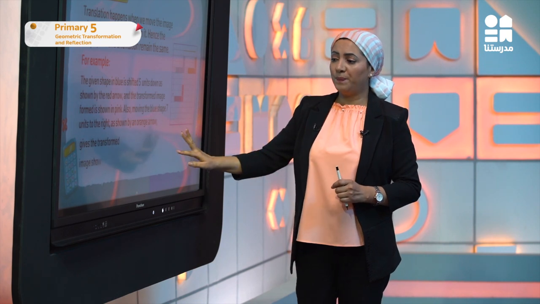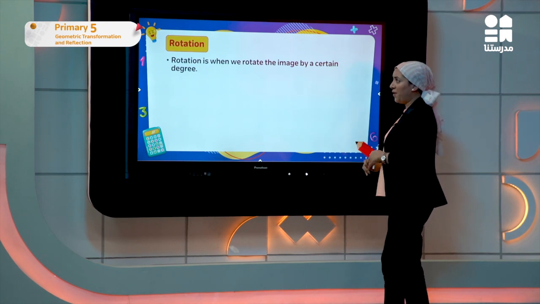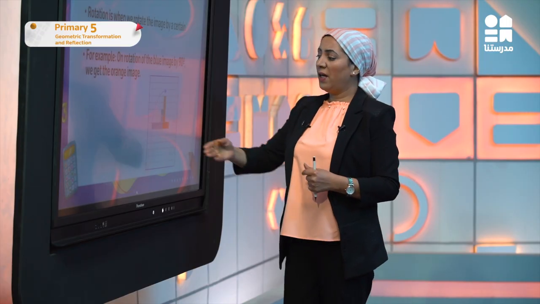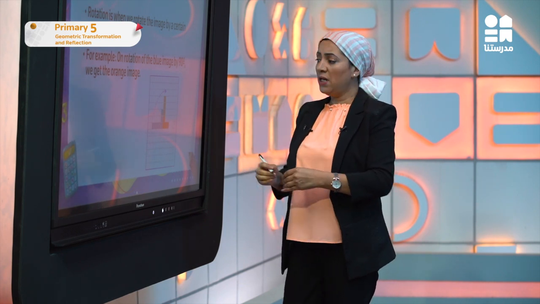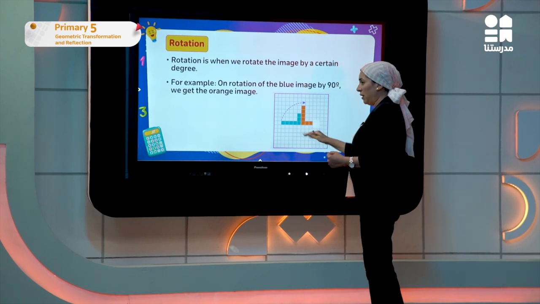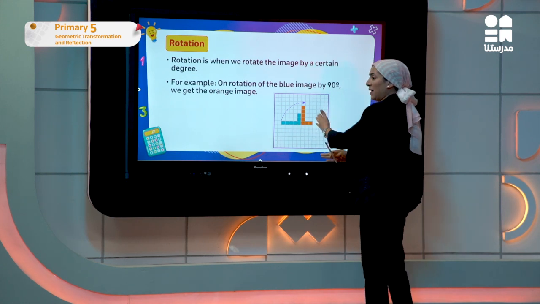Now I move to rotation. Rotation is my third method. Rotation is when I rotate the image by a certain degree. For example, on rotation of the blue image by 90 degrees, as you see in front of you, we get the orange image. What happened? I rotated the blue figure by 90 degrees. So the result is that the 3 units that were vertical became horizontal, and the 5 units that were horizontal became vertical.